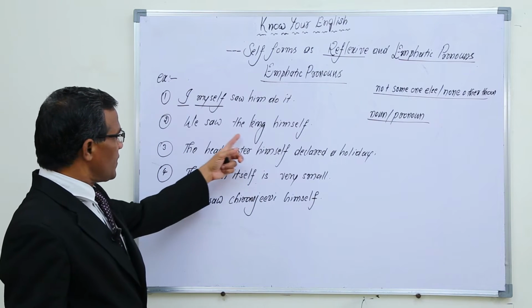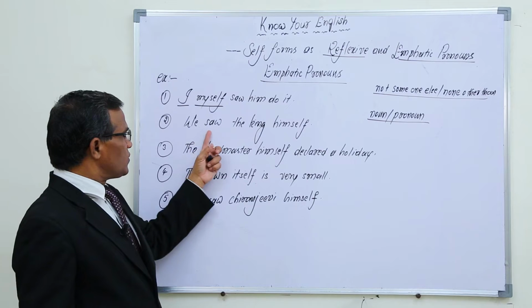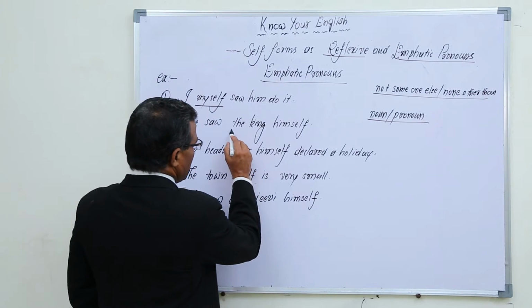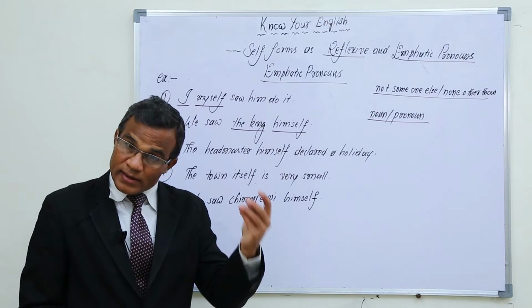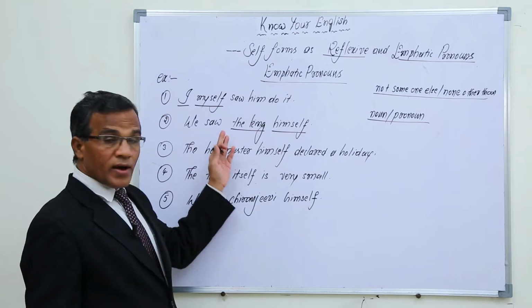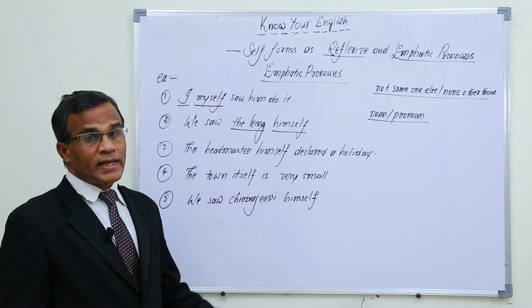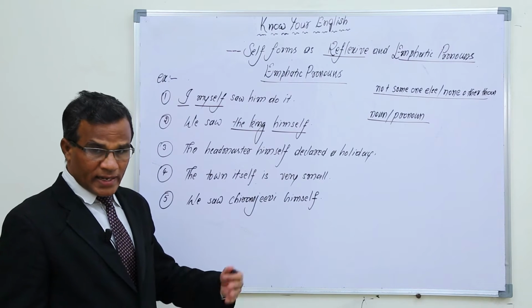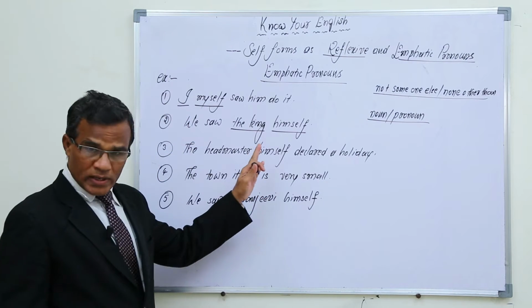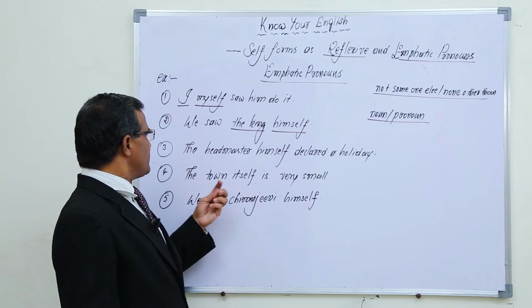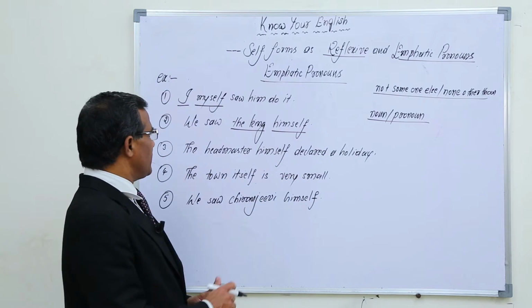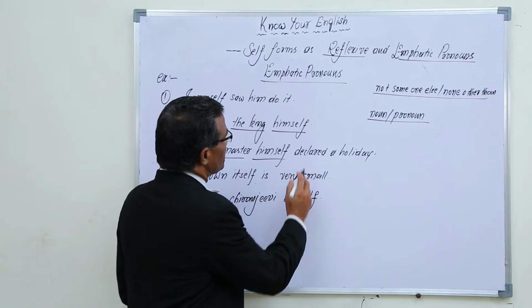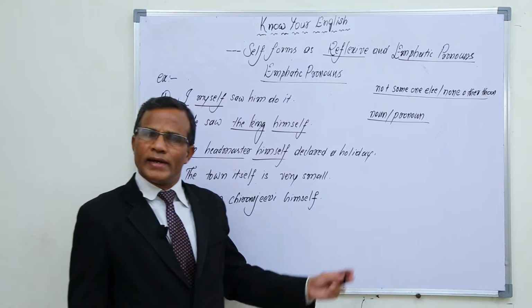And in the same way, we saw the king himself. We saw the king, the king himself, means we saw the king only, none other than the king, not any other person. We saw only the king. And in the same way, the headmaster himself declared a holiday. The headmaster himself, no other person, declared a holiday.